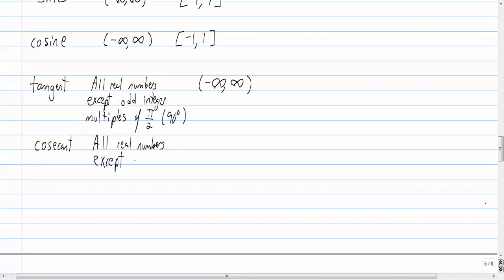So all real numbers except integer multiples of pi. It can be when the multiple is odd as well, so it's when it's odd or even, but you can just say integer multiples of pi, and that includes everything. So what answers can we get out for cosecant?